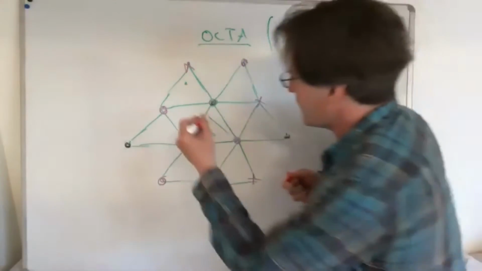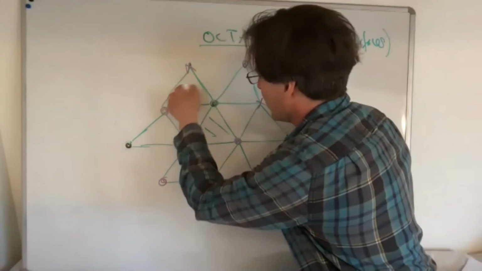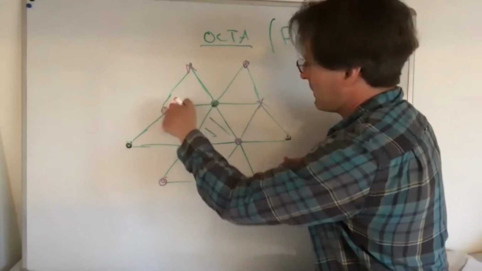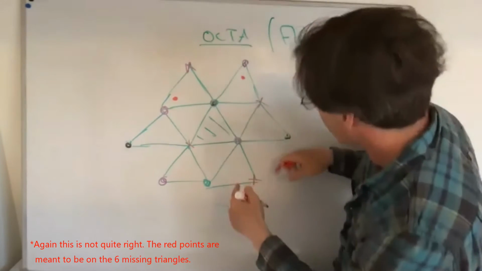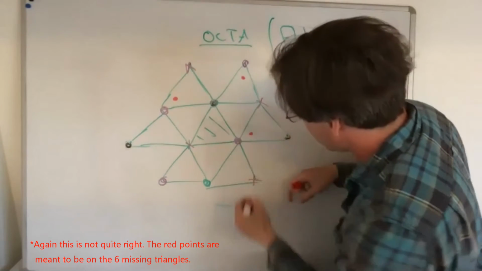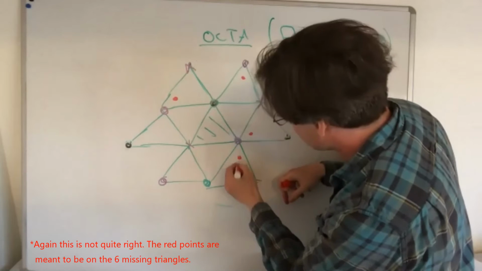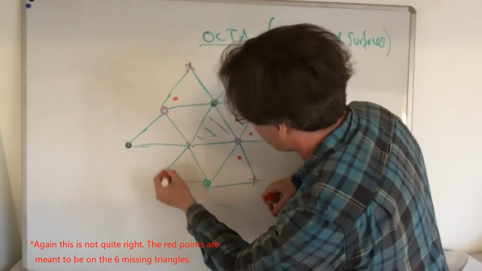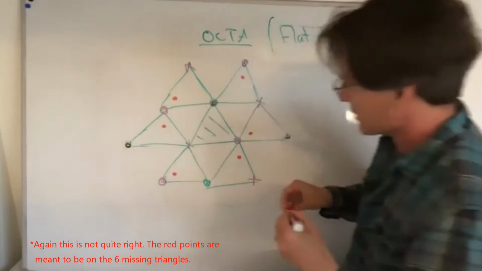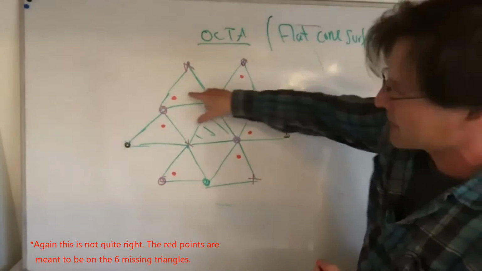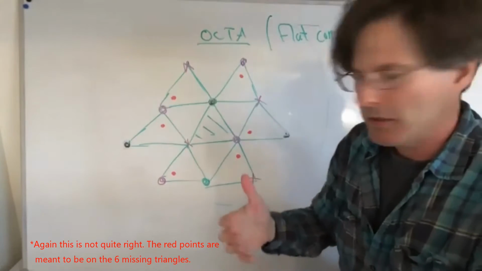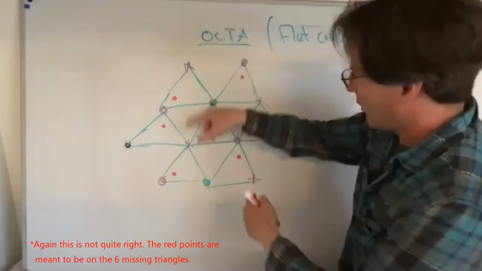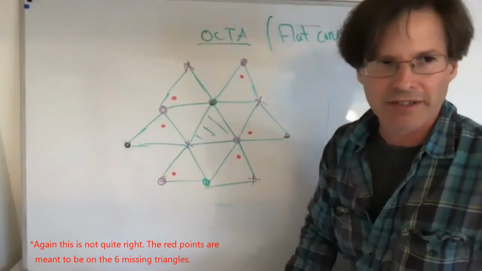So if I have a point over here, like right here, which is fairly near the pink, it's the same as this point over here. And also it's the same as this point over here, and the same as this point over here, and this point over here, and this point over here. So all of these 6 points I've drawn, they're in the same position. When I fold it up, all these red points go to the same point.